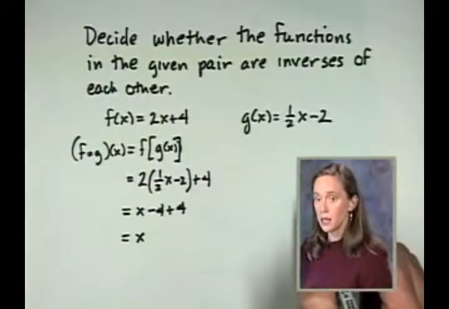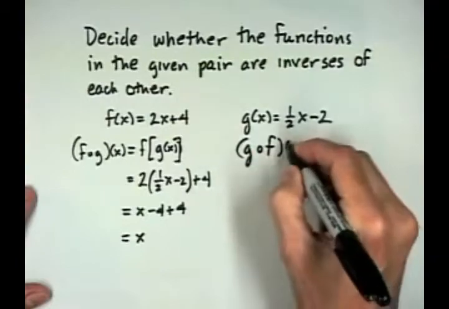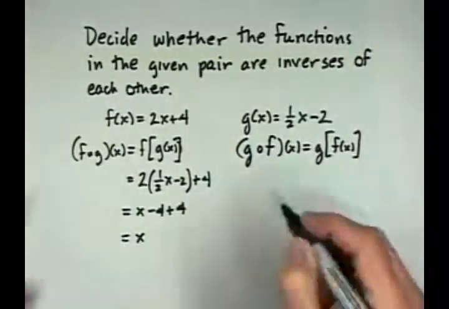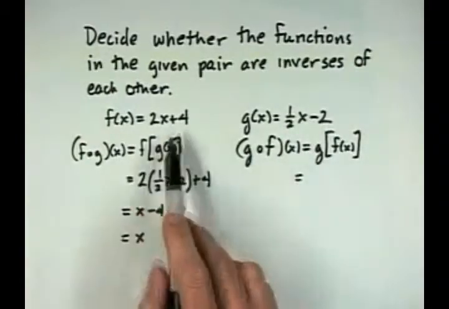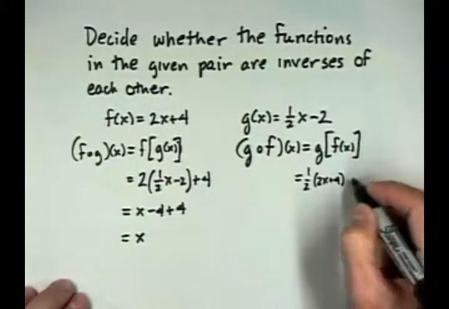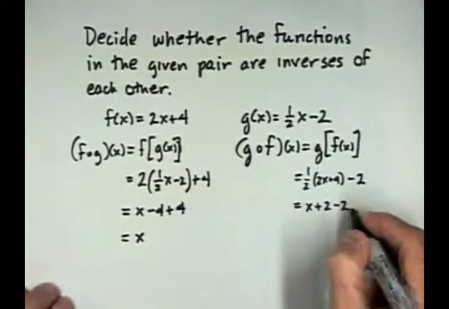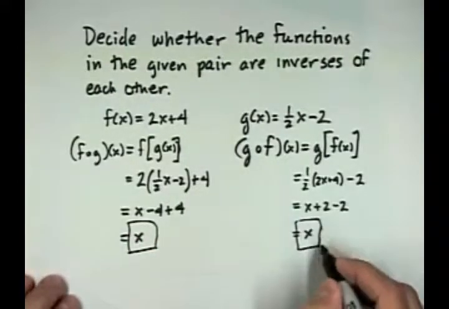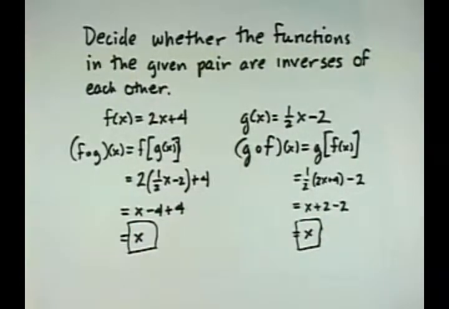I need that to work in the second composition. Now we'll find g composed with f of x. That means take function g and put function f into it. For these two functions where the x is in function g, I'm going to put all of function f. 1/2 times 2x plus 4 minus 2. Distribute the 1/2 to get x plus 2 minus 2. The 2's add to 0, and because these two values are exactly x, the functions f and g are inverses.